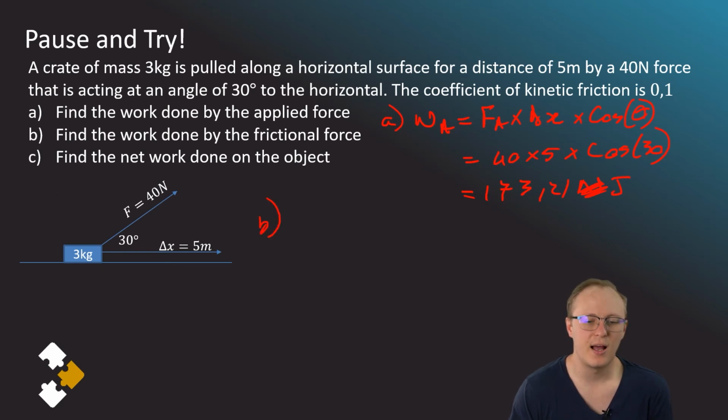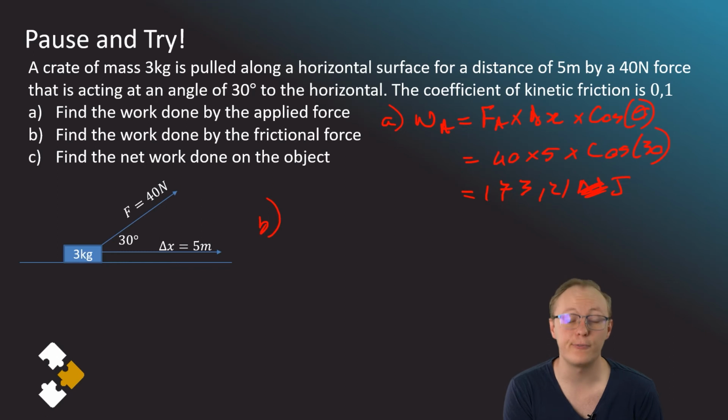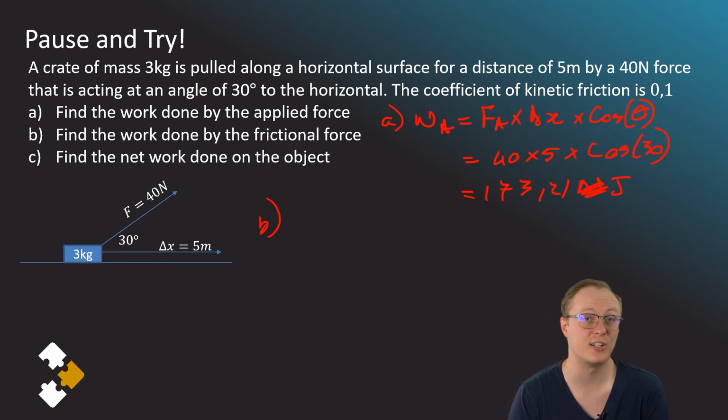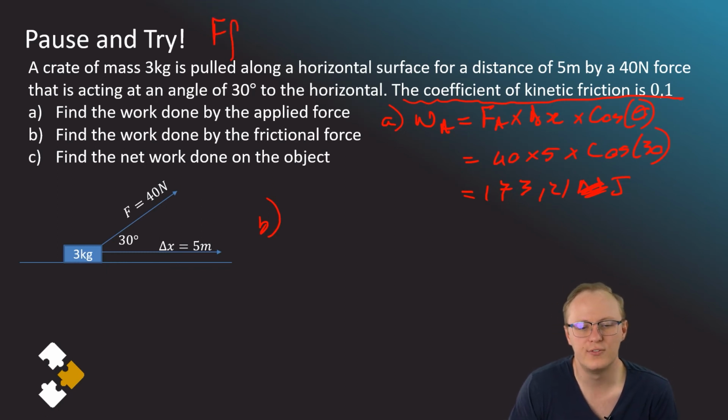So then B, find the work done by the frictional force. Okay. So again, we can do W_f equals force of friction times change in x times cos theta, but it might be clear here that we don't yet know what the frictional force is. However, they did give us the coefficient of kinetic friction, and that is a little bit of a hint that they want us to use this. The force of friction is equal to the coefficient of kinetic friction times the normal force. I don't know why I wrote mu F, should be mu K.